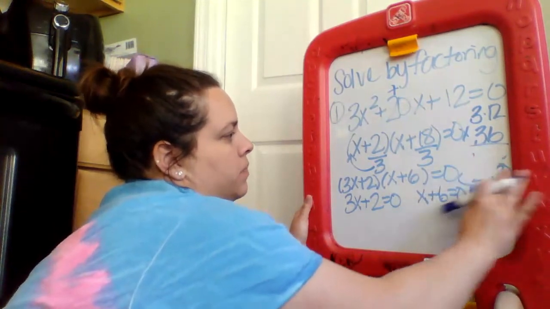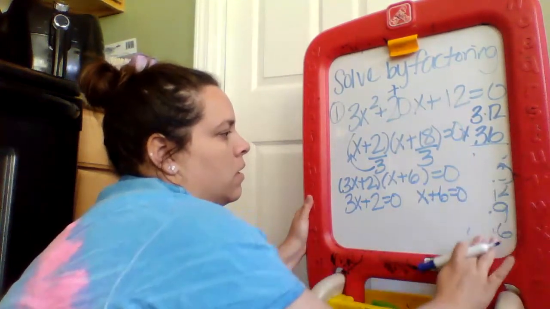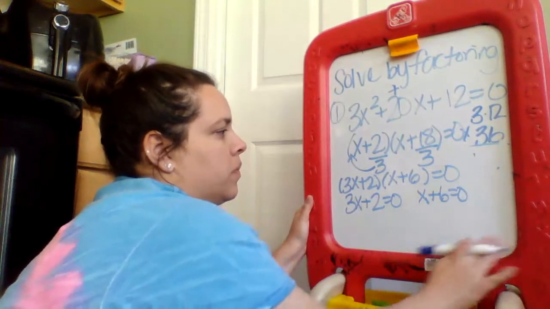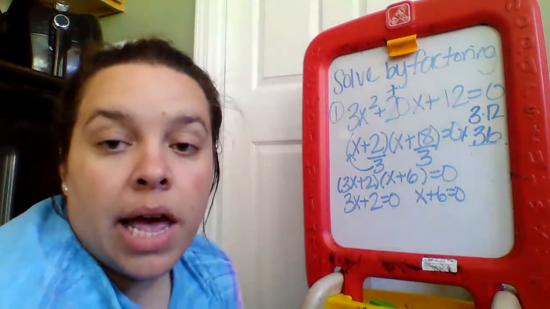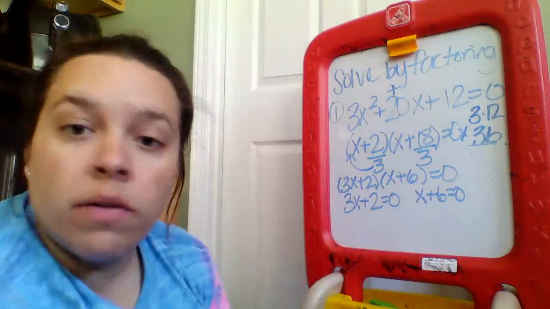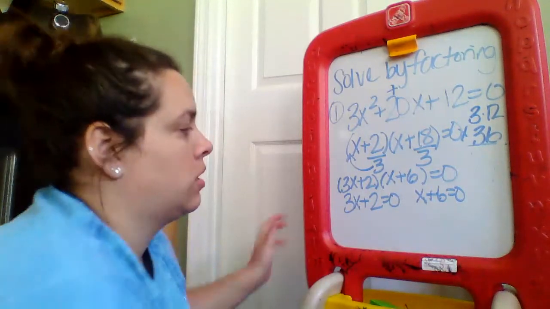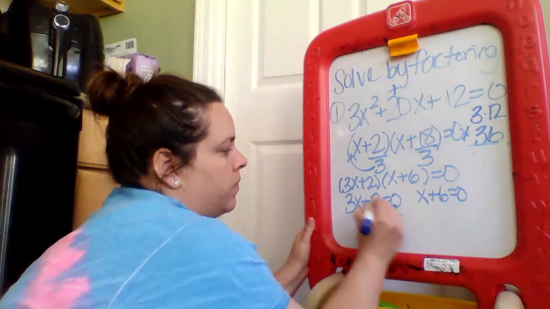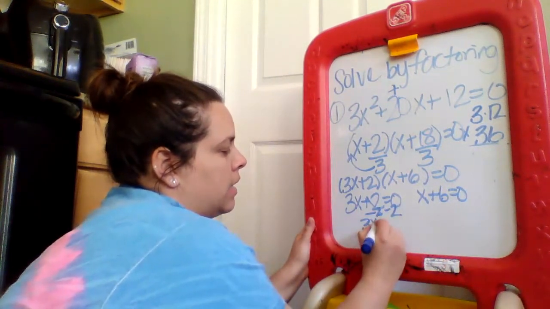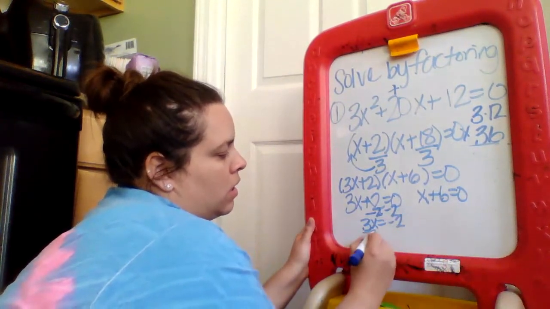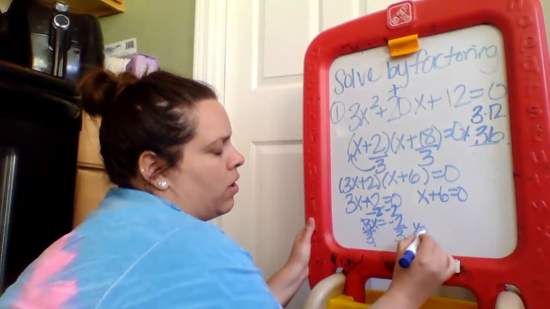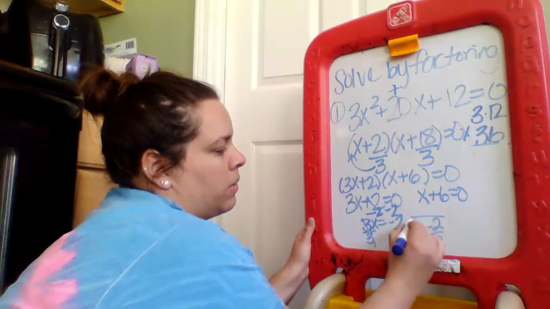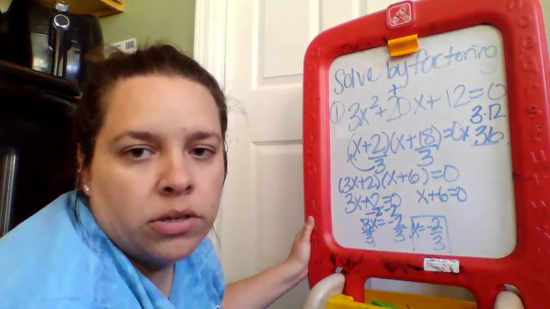And I'm going to erase this. Okay. So that's step 3, set each factor equal to 0. And now I'm going to solve these for x. You solve them just like you would a regular 2-step equation. So subtract 2. So 3x equals negative 2. Divide by 3. And negative 2 divided by 3 is not a whole number. It's a repeating decimal. So I'm going to leave it as negative 2/3.